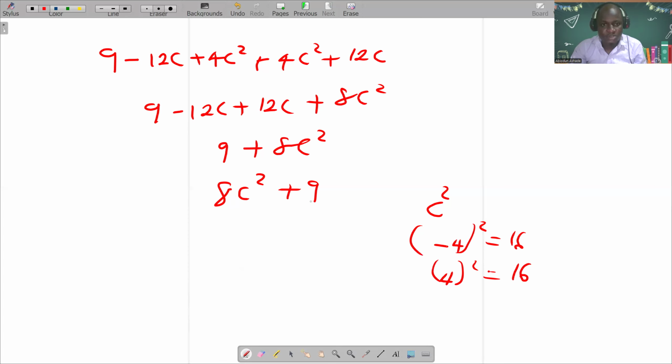If we say only some sets of values of c, we do not completely capture the solution. That means 8c squared plus 9 will always be greater than 0, and this works for all values of c.